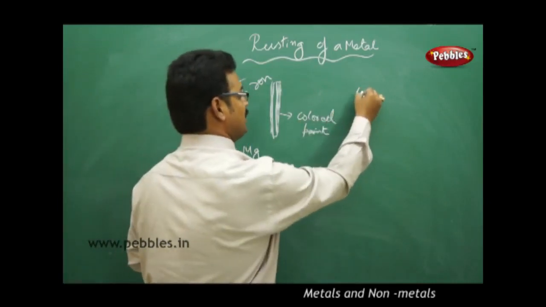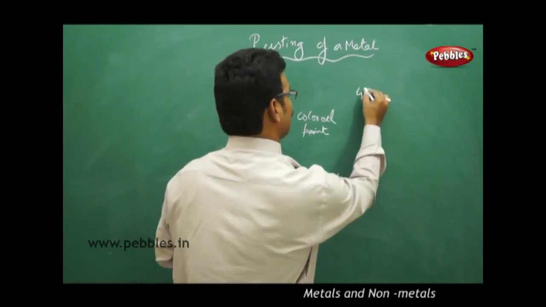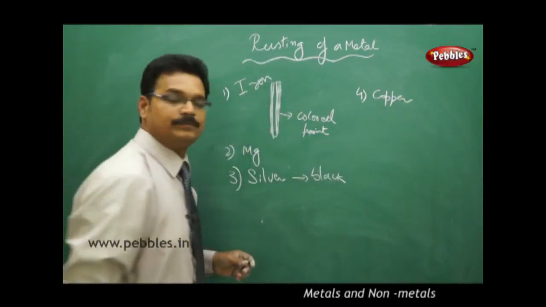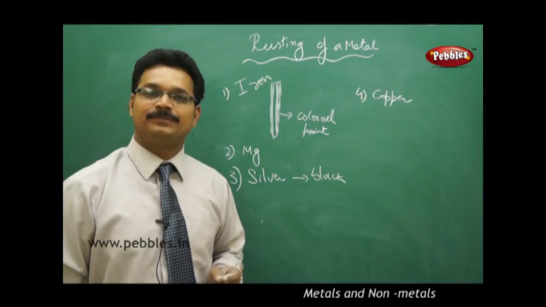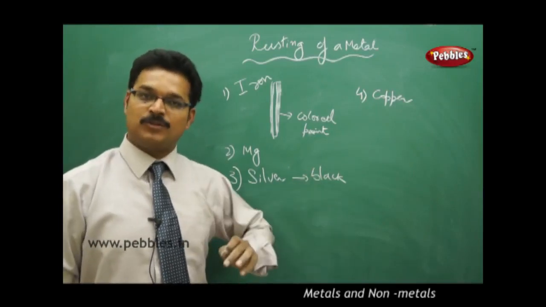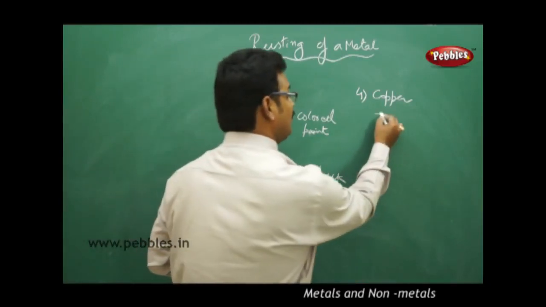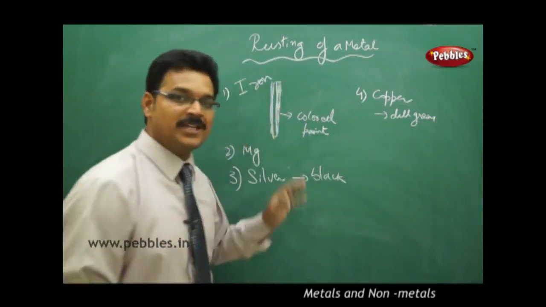Now take the other example, like copper. You can see copper statues, copper vessels. These are good in nature, but if you expose them to air for a longer time, again they will change into dull green. But of course, the change takes time.